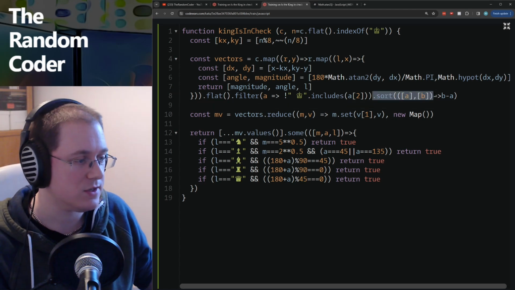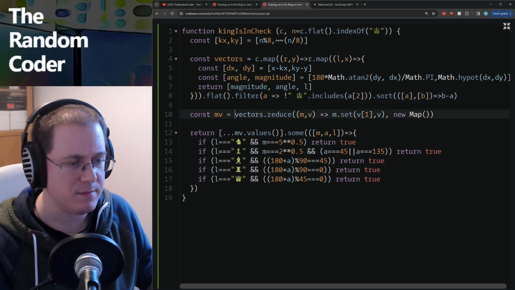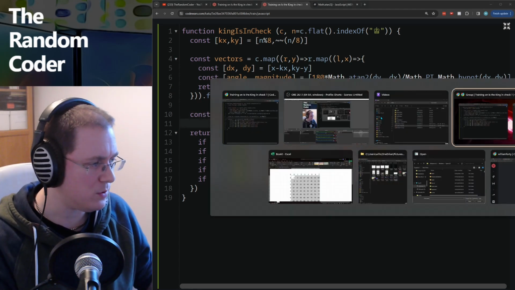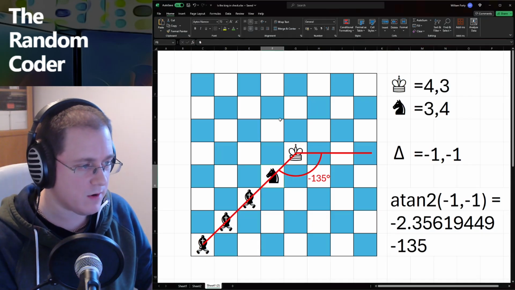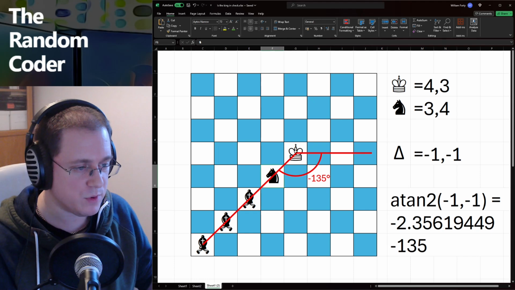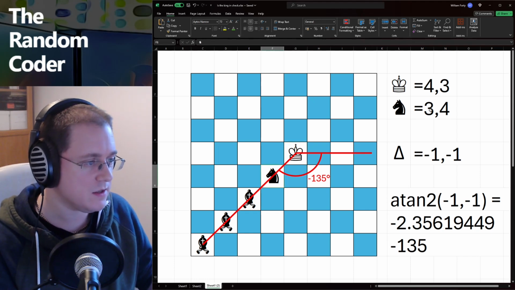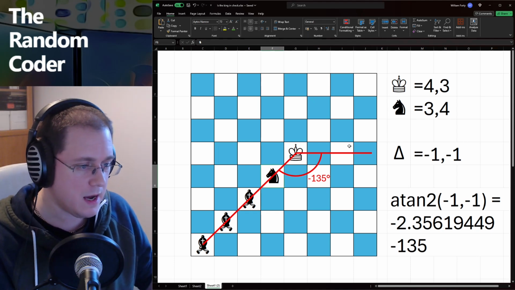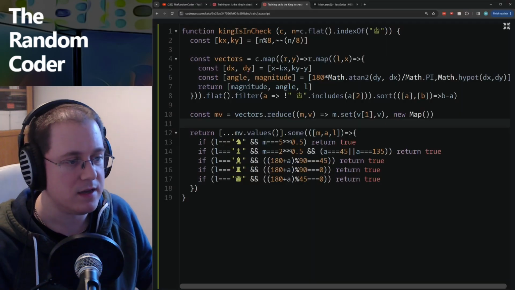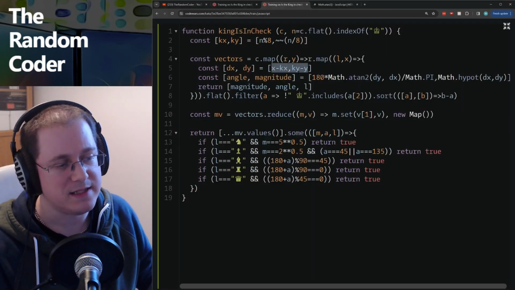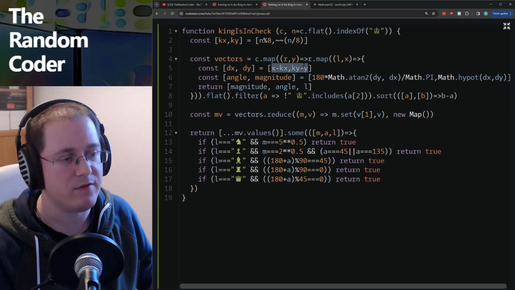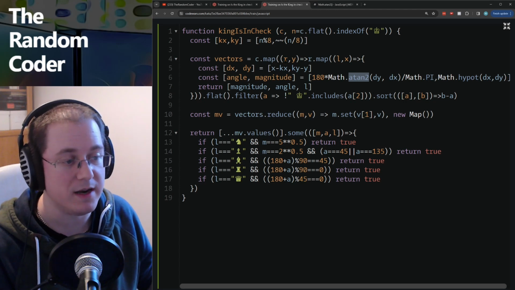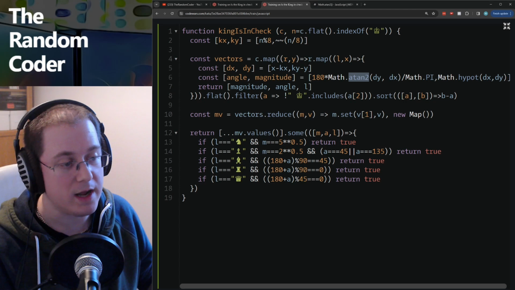So I've got a sort at work here, and I'm doing a reduce using a map. And I suppose it'll probably make more sense what I'm doing if I just flip to this diagram. So if you have rearranged the board, the king's here, knight is here, these are the coordinates. If you deduct one from the other, you get minus one, minus one. Just bearing in mind that I'm manipulating the order of what I take away from what, just so that it plays a bit more nicely with this atan2 function. So I'm doing x minus the king x, and I'm doing king y minus y.